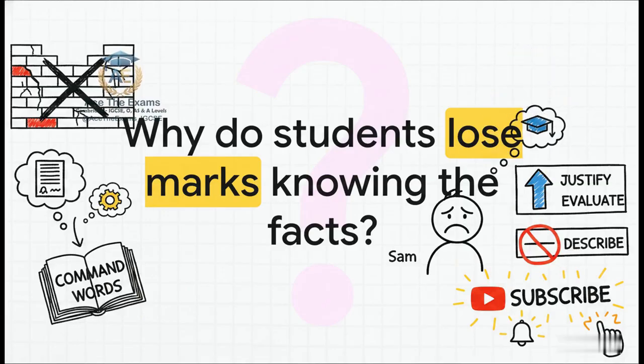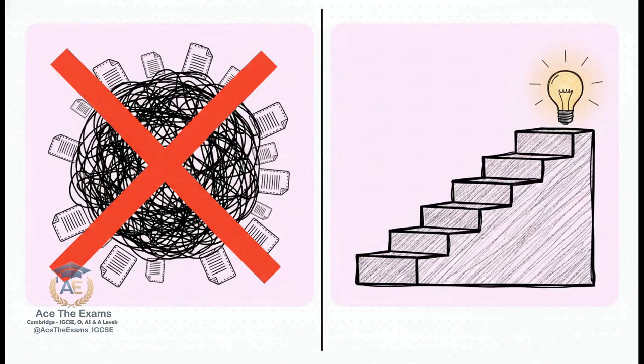Sam saw the topic, rushed the answer, and completely ignored the command word, whether it was justify or evaluate. These command words literally dictate the entire structure of your answer. If the question explicitly says justify, and you just describe what a license is, you are instantly capping your maximum possible marks, regardless of how accurate your descriptions actually are. Decoding the command word is always step 1. So how do we actively move from that superficial breadth to true analytical depth?